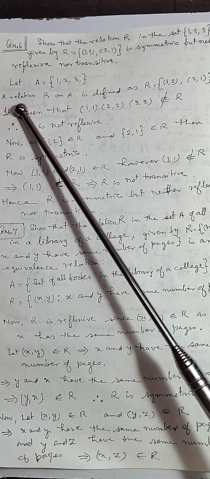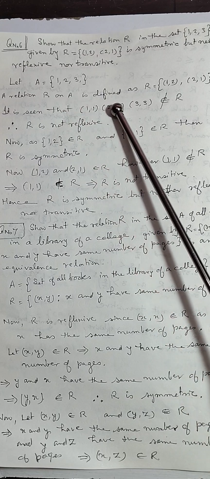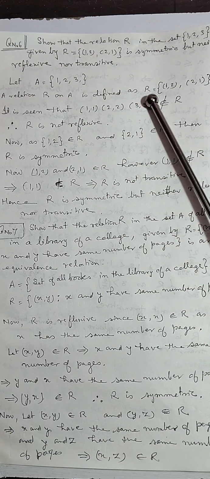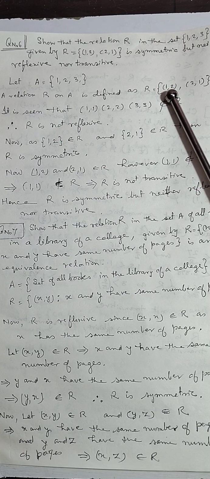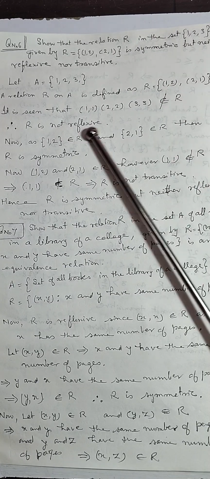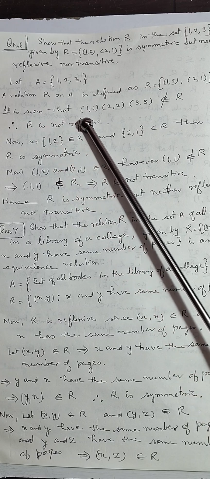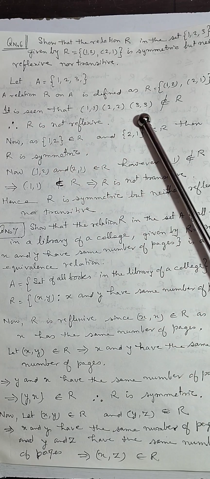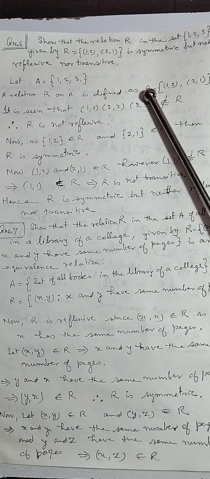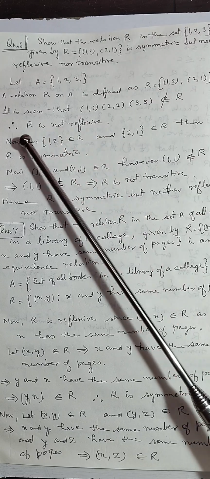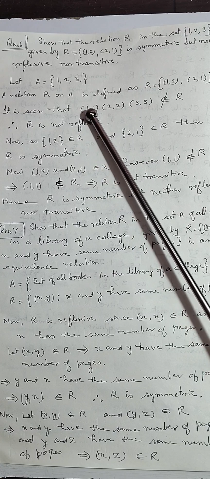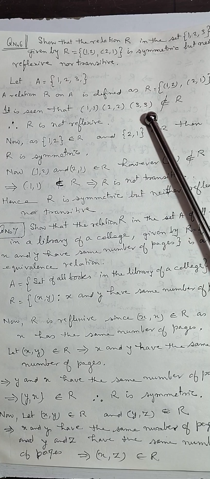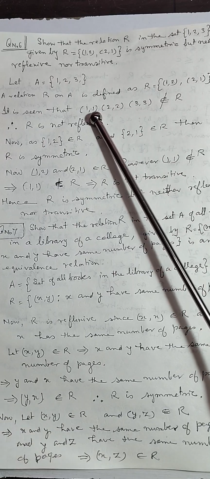A relation R on A is defined as R = {(1, 2), (2, 1)}. It is already given. It is seen that (1, 1), (2, 2), (3, 3) do not belong to the relation. Therefore, relation is not reflexive. अगर reflexive होता तो इसके अंदर ये एलिमेंट होने चाहिए (1, 1), (2, 2), (3, 3). But these elements are not present.